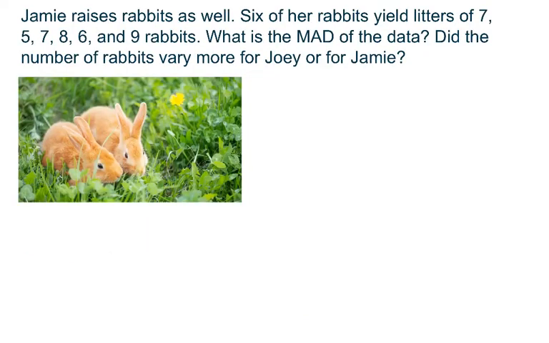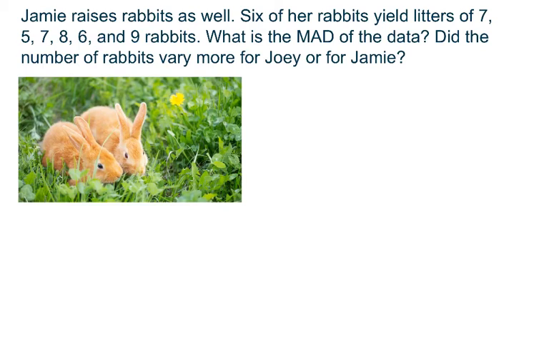Let's look at one more situation. Jamie raises rabbits as well. 6 of her rabbits yield litters of 7, 5, 7, 8, 6, and 9 rabbits. We're going to find the MAD of this data. Did the number of rabbits vary more for Joey or for Jamie?